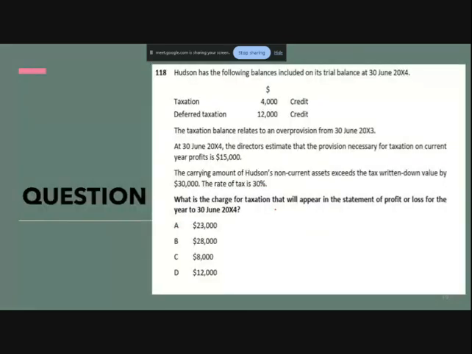Okay, this question, Hudson 118, I've taken it from Kaplan. They're asking you what is the charge for taxation that will appear in SOPL for the year to 30th June 20x4. So what are they asking you to find? What amount will go to SOPL, right? To find the amount that will go to SOPL, you have to apply that equation. Give it a try.